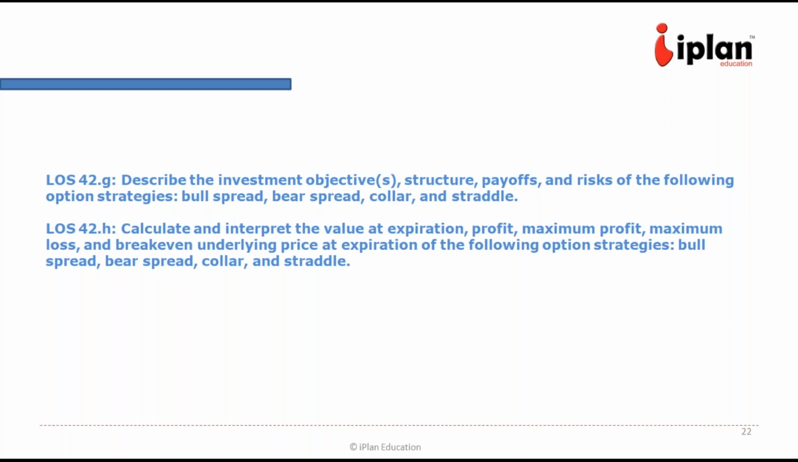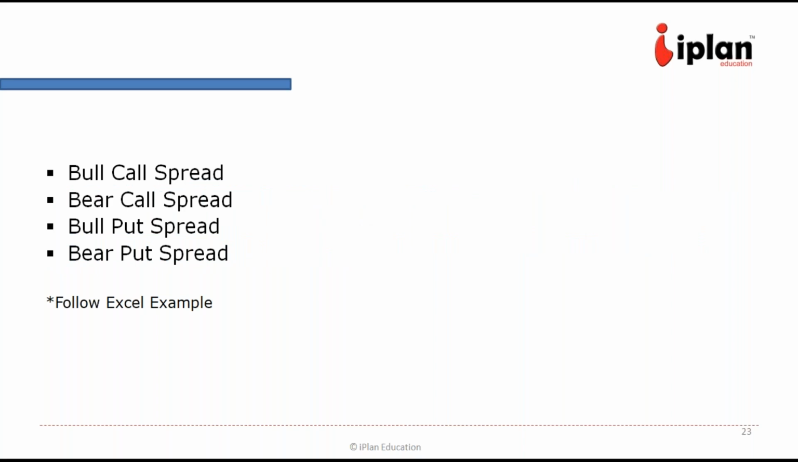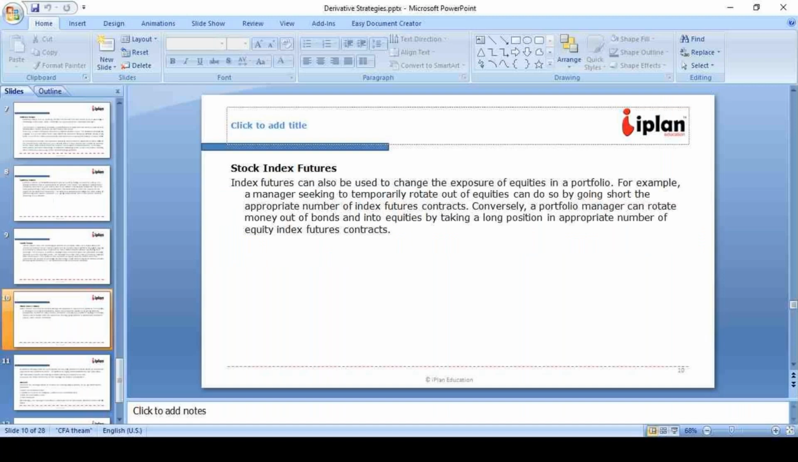Now describe the investment objective, structure, payoff, and risk of the following option strategies: bull call spread, bear put spread, collar, and straddle. Calculate and interpret the value at expiration, profit, maximum loss, breakeven, and underlying price at expiration of the following option strategies: bull spread, bear spread, collar, and straddle. So let's discuss this: bull call spread, bear put spread, bull put spread, bear call spread. Let's follow the example in Excel.